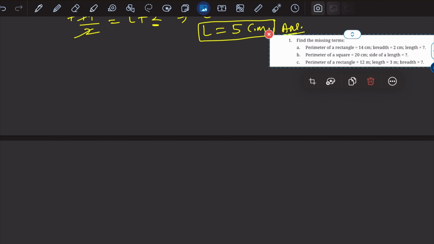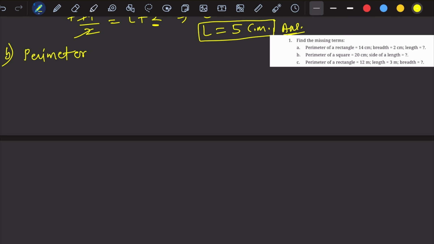Okay, so what is given in the question? Perimeter of square equals to 20 centimeter. Okay, it is given in the question. Side length. Now here we have to find the side length.